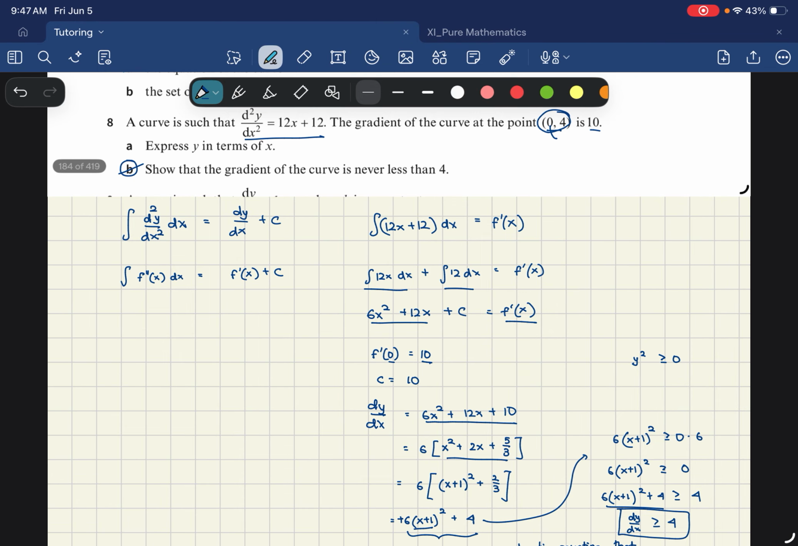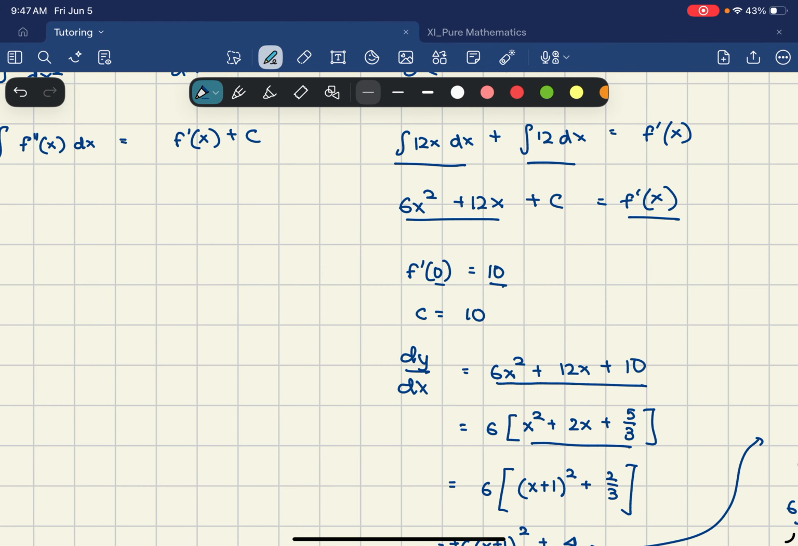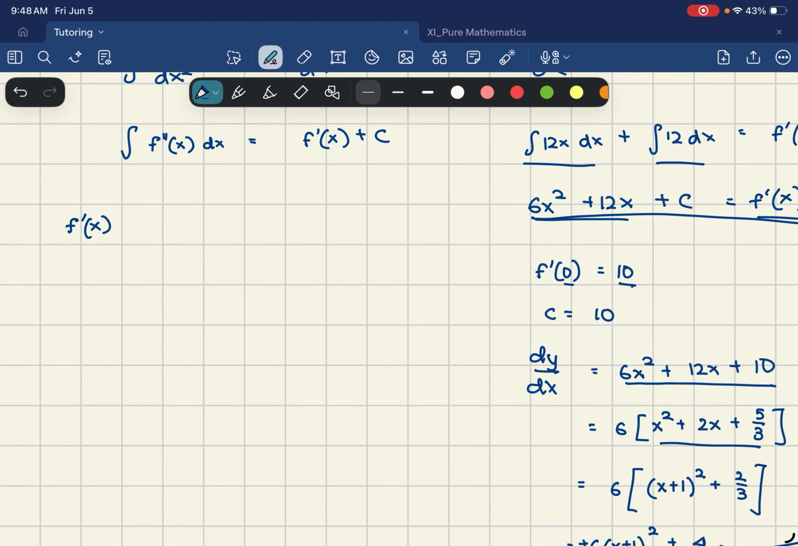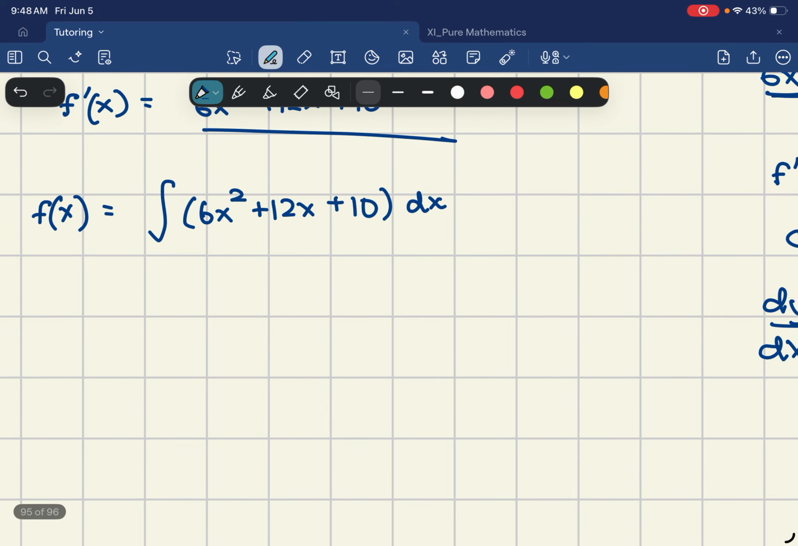Now part A asks us to express y in terms of x. So we have f dash of x here, and we solved for c, right? So we know f dash of x is 6x squared plus 12x plus 10. So we know f of x is just going to be the integration of this part, 6x squared plus 12x plus 10 with respect to dx. Now I'm going to skip over the integration. Feel free to try it on your own. But you're going to get 2x cubed plus 6x squared plus 10x plus c.